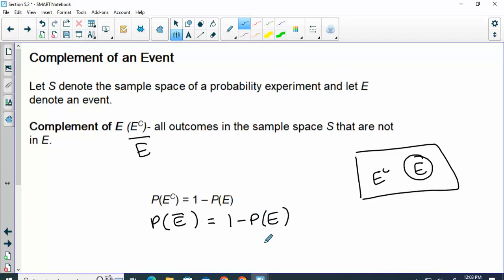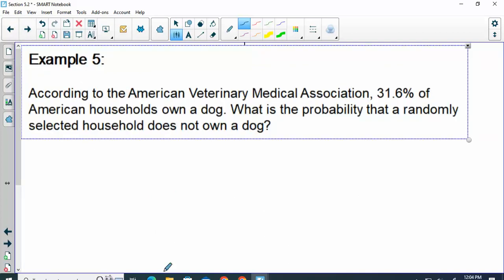Just like everything else, this is on your formula sheet. You would have to flip to the second page now, and it's the first bullet on the top of that second page. So we're just going to practice some more probabilities. I think I have 3 or 4 slides left, and then I'll give you guys time to try some on your own. So according to the American Veterinary Medical Association, 31.6% of American households own a dog. What's the probability that a randomly selected household does not own a dog? So what would I do?